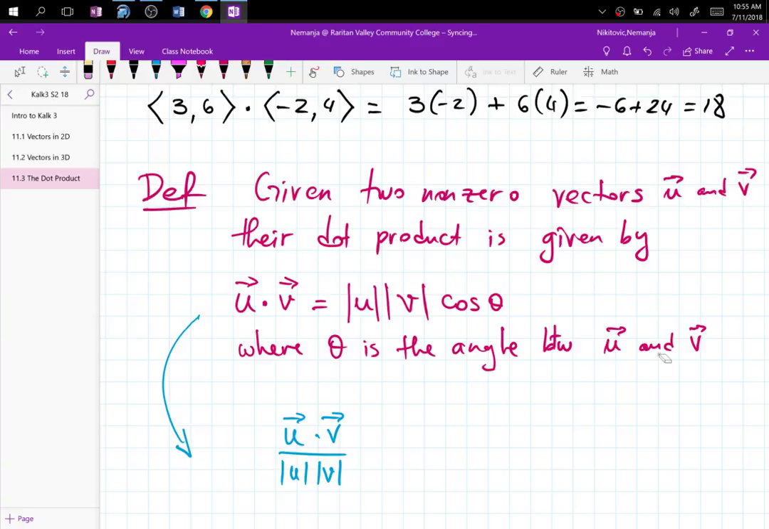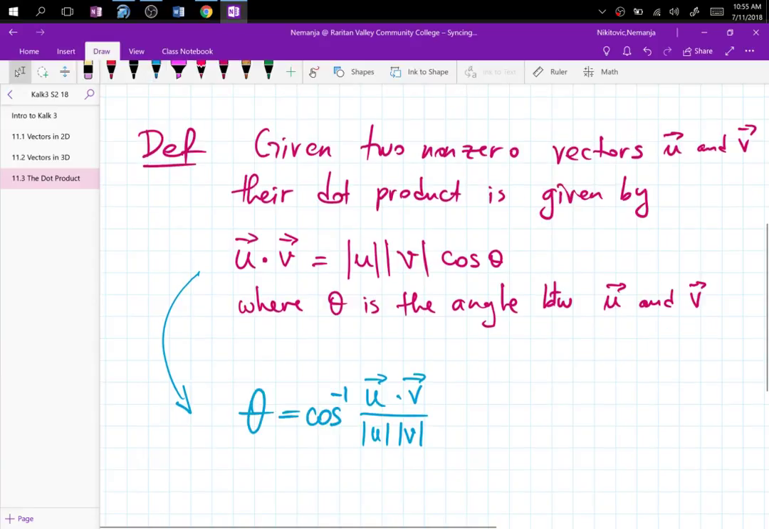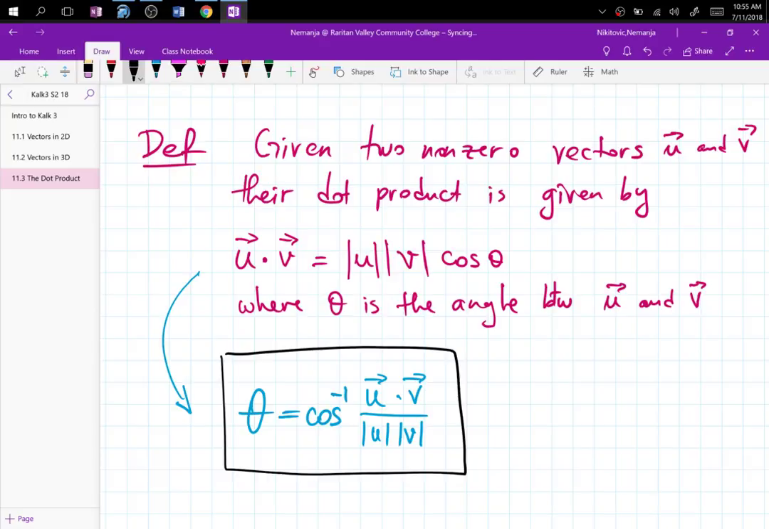I know you can do this in your notebooks. Tough luck. There we go. Now we can say theta equals inverse cosine. Perfect. So this formula here will be used to find the angle between two vectors.